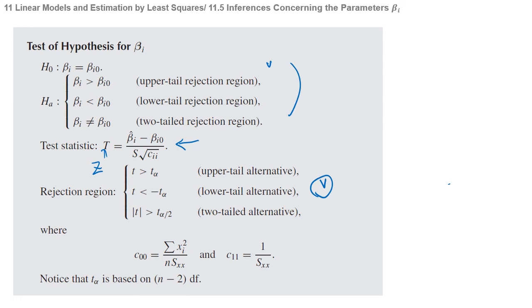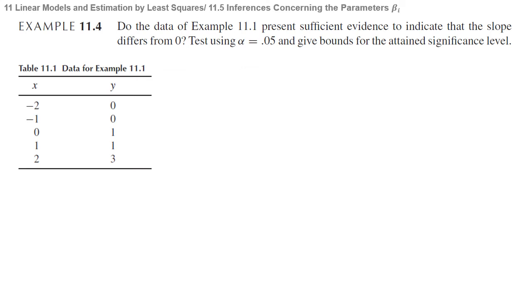Let's move on to solve some example problems. Let's move on to example 11.4. Do the data of example 11.1 present sufficient evidence to indicate that the slope differs from 0? So slope is beta 1. We want to test whether beta 1 is 0 or not. Test using alpha equals 0.05 and give a bound for the attained significance level.